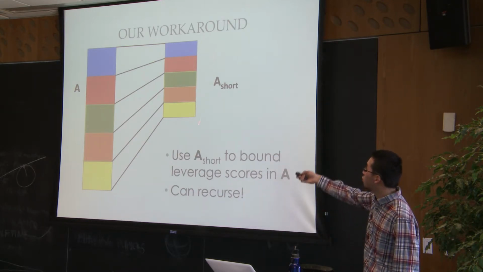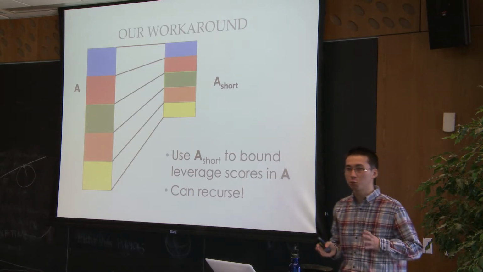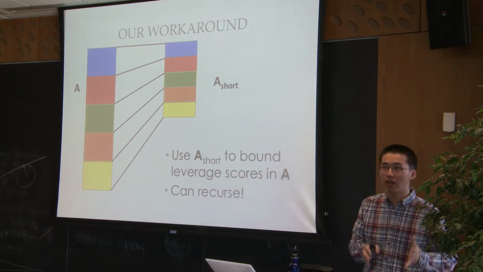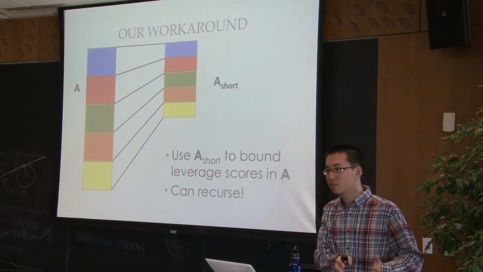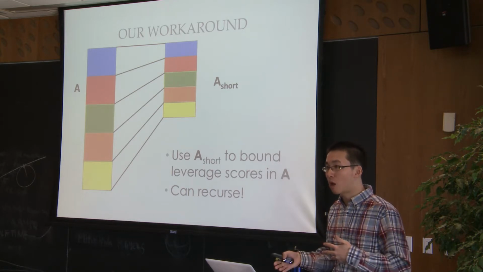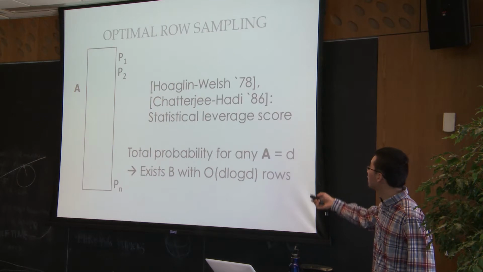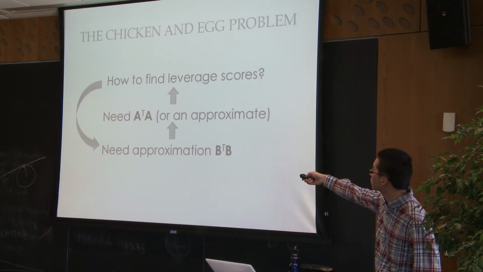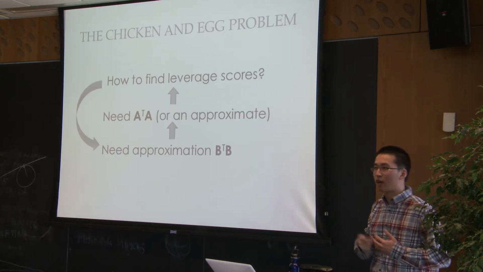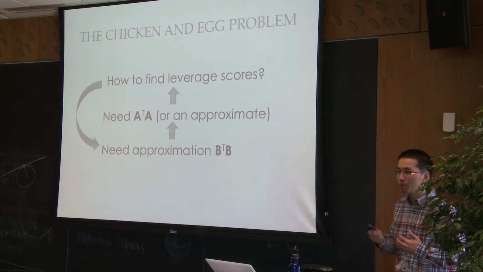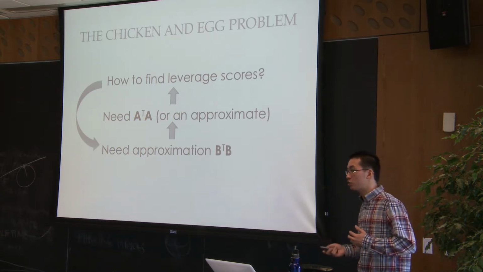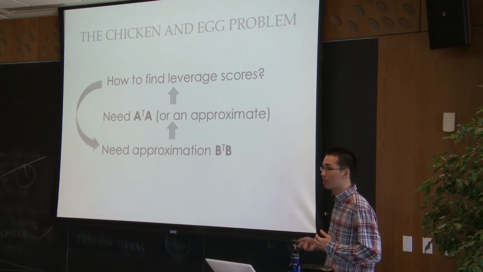So we can use this short version of a matrix to get a good estimate of the leverage scores in the big matrix. And this breaks the chicken and egg problem because every time you go around this loop, your problem size decreases by a constant factor. So by the typical analysis, you get a linear time algorithm as a result of this.